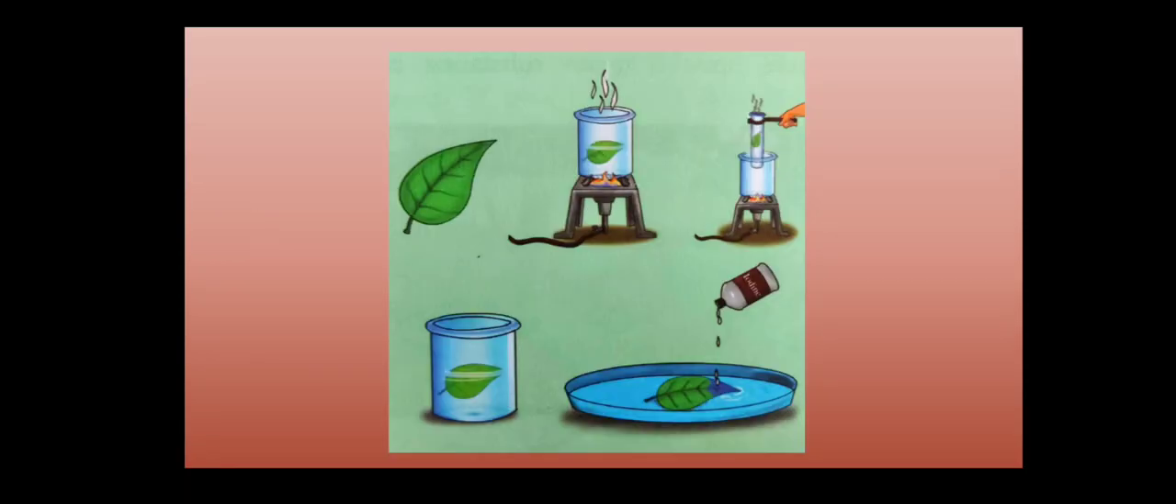Next, here you are seeing the picture. We are taking one beaker, and inside the beaker a test tube with some alcohol, and we are putting the leaf inside the test tube, and heating it in a beaker of boiling water. After that, when we take it out, we keep the leaf on a dish and put some drops of iodine solution, which turns blue black. So it shows the presence of starch in the leaf.